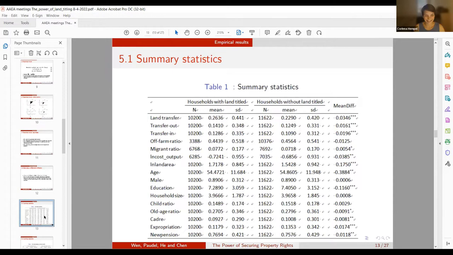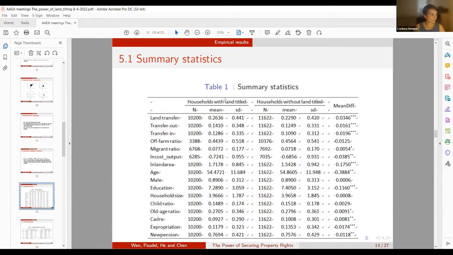So basically, if you look at here, households with land title and no land title, you see that 3.335 more households with land title transfer, and then basically 0.441, which is, the mean difference is 0.03. That means a 3.4% difference in land transfer between households with land title and without land title. So this value is just looking at the data.